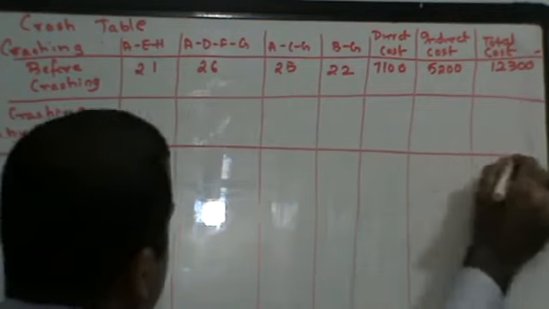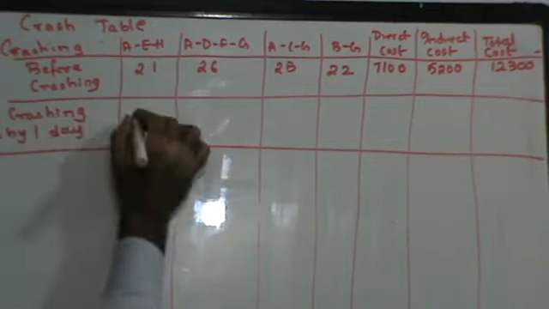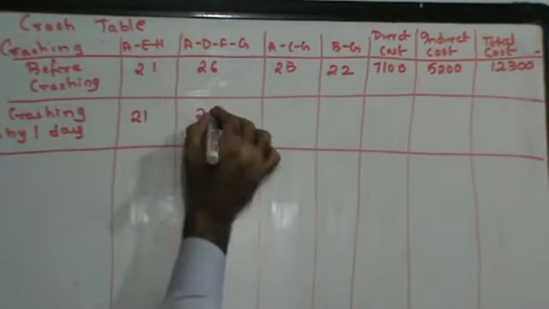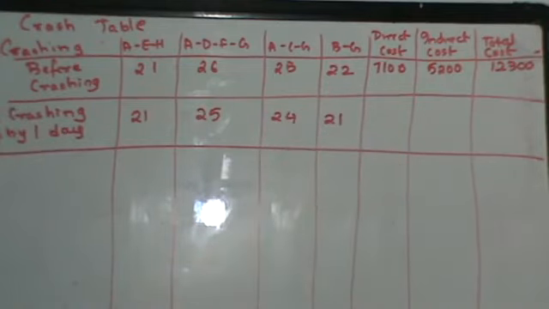If I'm crashing G by 1 day, wherever I have G in all those paths, the number of days will get reduced by 1. So this will still remain 21 days, this will become 25 days, this will become 24 days, this will become 21 days. I'm crashing G by 1 day. So all those paths that have G will be reduced by 1 day. Fine, do we get this? When you're crashing, you will always reduce by 1 day.